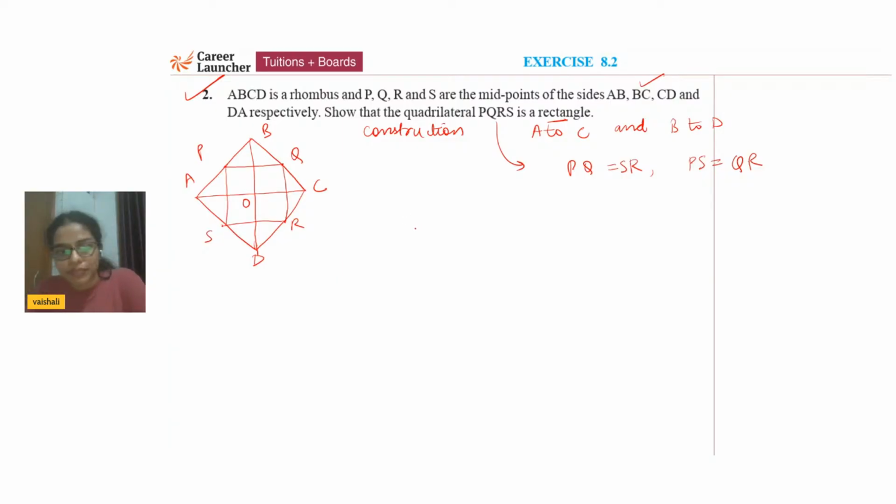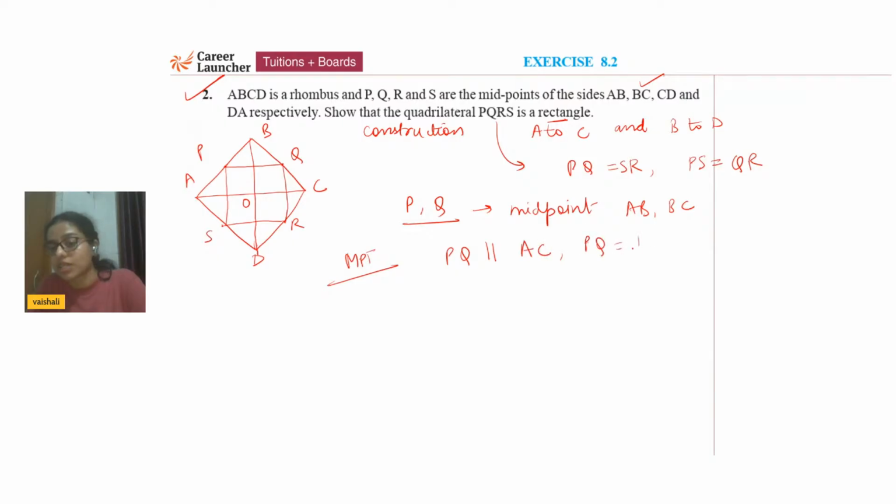Can I say that my PQ, P and Q are the midpoints of which side? AB and BC, है ना? So can I say by the midpoint theorem, because these are the midpoints of the given sides, my PQ must be parallel to AC, and not only that, मैं PQ को कह सकती हूँ it should be half of AC. ठीक है? And similarly, can I say the same that if my S and R are the midpoints of my AD and DC, can I apply the same theorem? Absolutely yes.